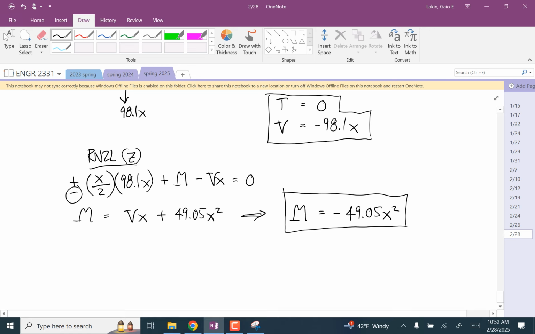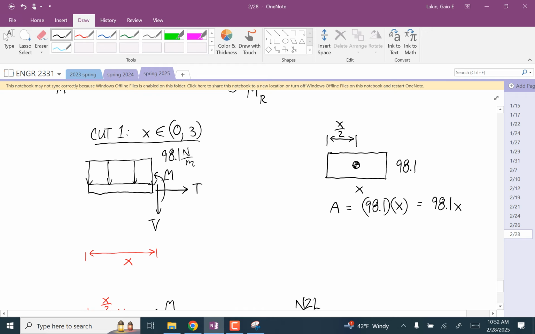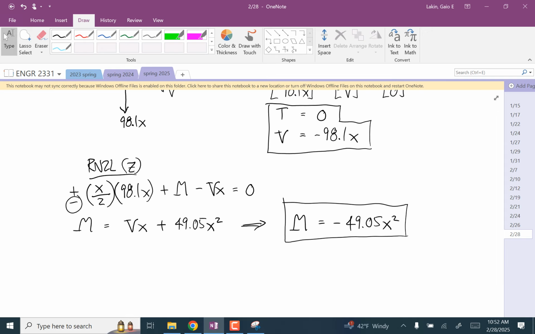dM/dx is equal to V. This time we do have a distributed load function. Negative dV/dx is equal to 98.1. And that is our distributed load function, a constant 98.1 acting down. Any questions about that one?